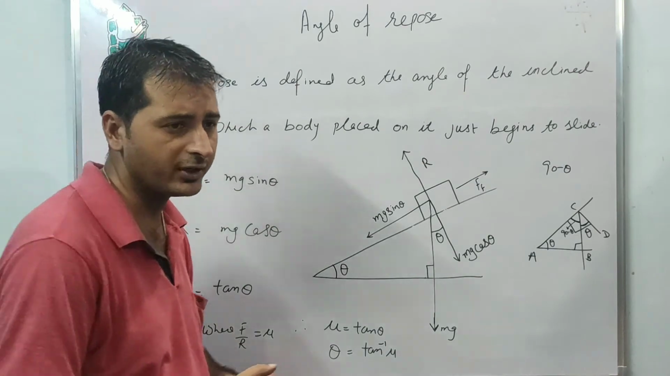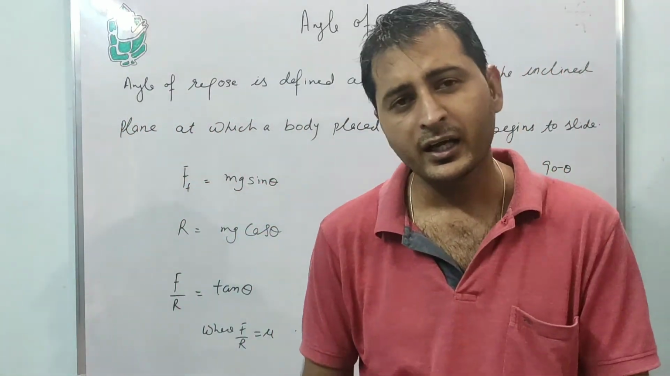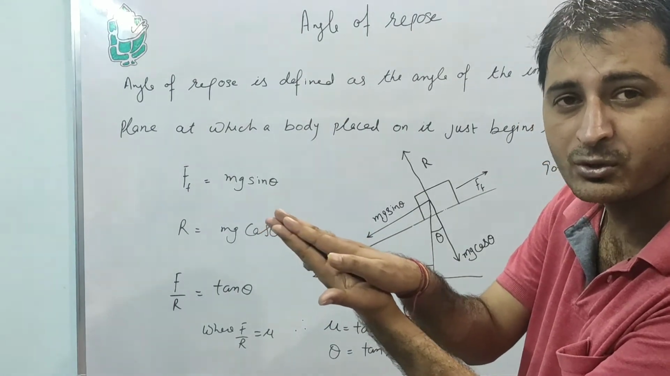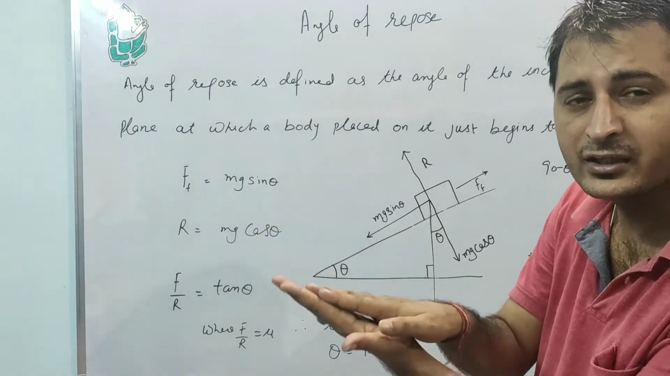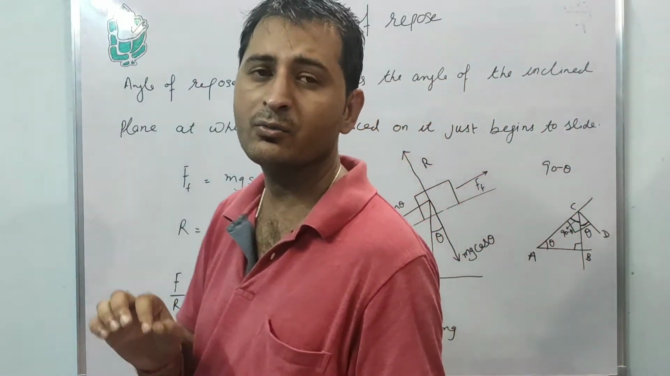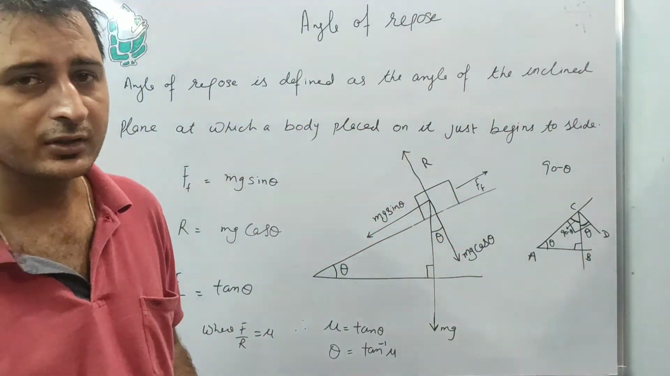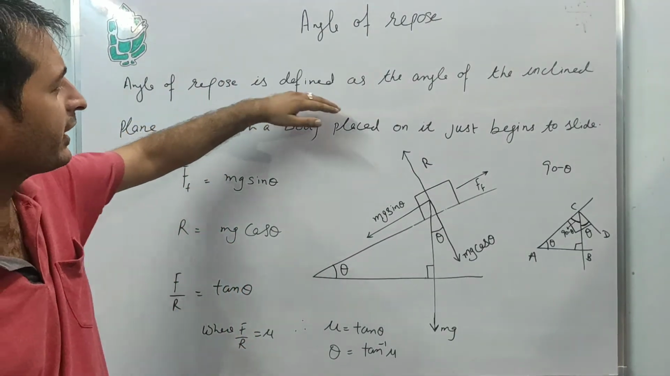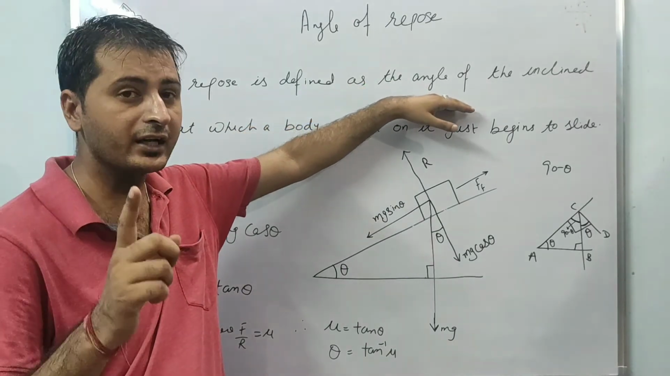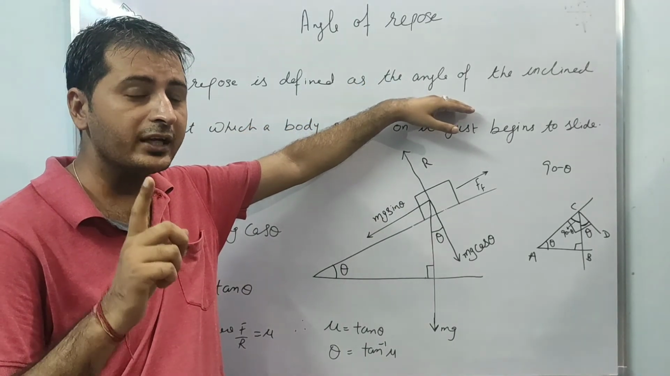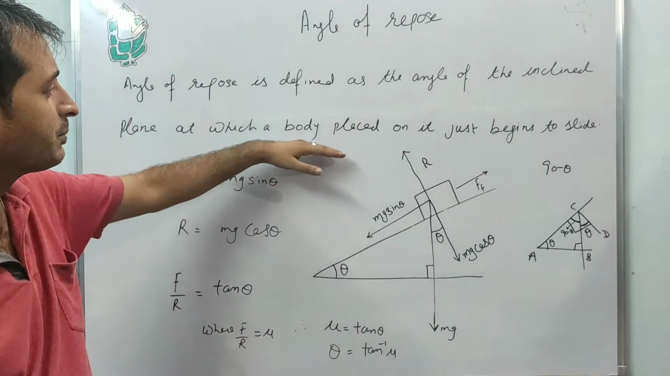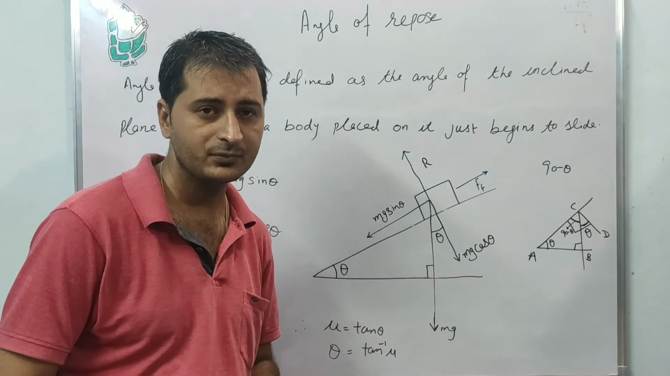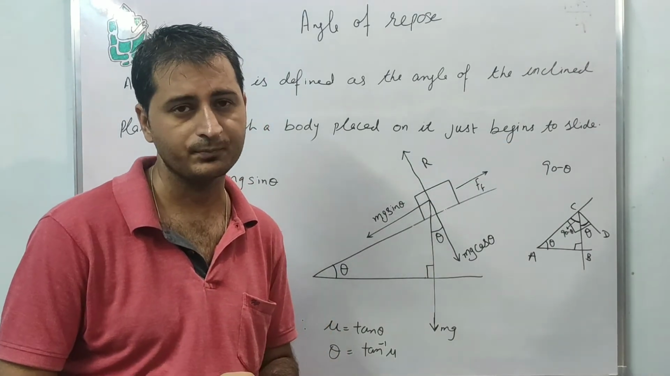In simplified form, one can say the particular inclined angle at which the body begins to slide is called the angle of repose. Clear? Again we can recall it. Angle of repose is defined as the angle of the inclined plane, remember the term, inclined plane, at which the body placed on it just begins to slide. That is called the angle of repose.